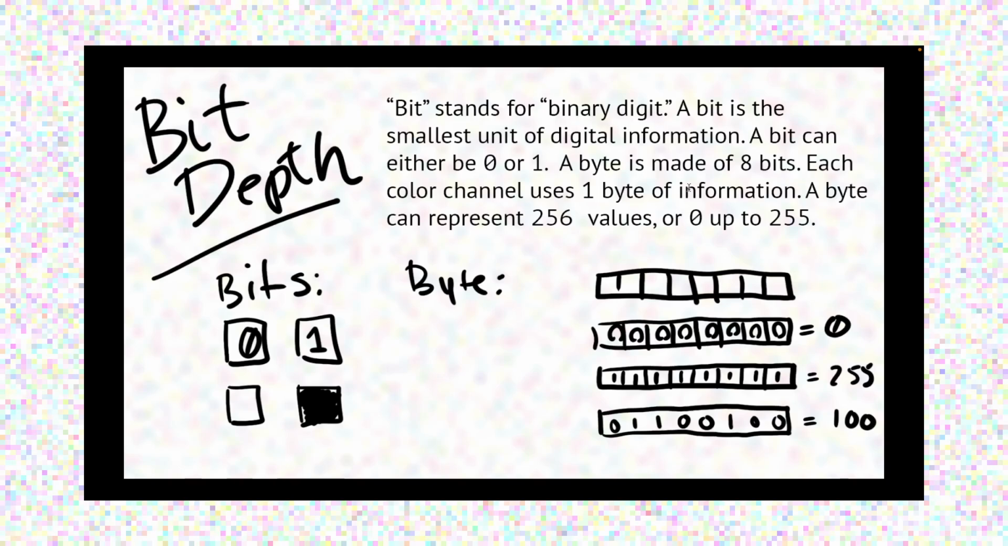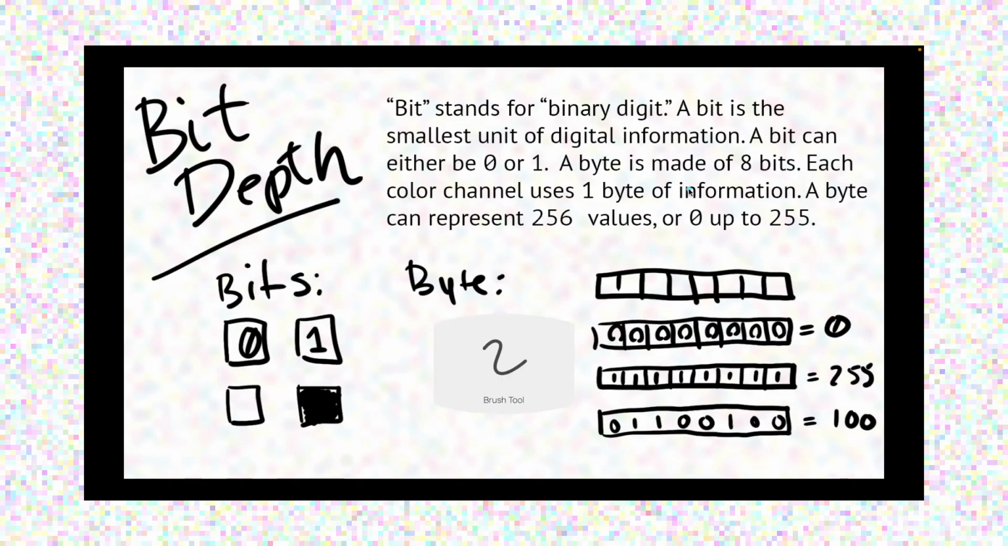So a bit is the smallest amount of information that we can save on a computer, and it stands for binary digit. It's basically just a little box, and it can either be a 0 or a 1. We see those bits over there on the left. And a byte is essentially 8 bits put together. A byte is an efficient amount of information, and we can represent different values with a byte.